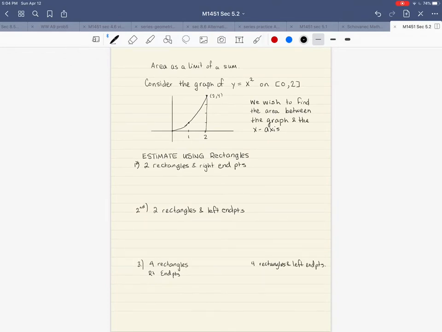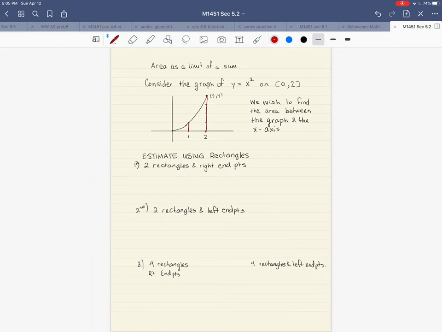So in my example, I want to look at the graph of y is equal to x squared on the interval from 0 to 2. Our goal is to find the area between that graph and the x-axis, bounded by that vertical line x is equal to 2. So the easiest thing to find the area of is a rectangle. So my suggestion is stick two rectangles in there, and the easiest way to do that is make them equally spaced. So on the interval of 0 to 2, I would just cut up two rectangles like that.